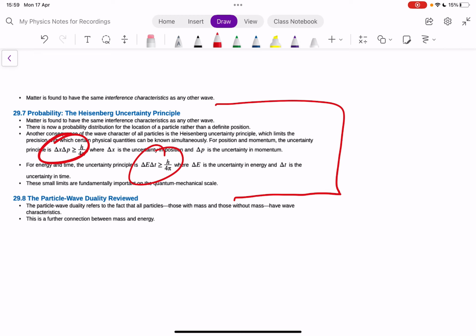So the first one is talking about x, which is position, and p, which is momentum. And the idea is that we can't really know with any certainty the position and momentum of a particle. But the uncertainty in the position and the uncertainty in the momentum is always greater than this value of h over 4 pi. h, by the way, is a constant. h is Planck's constant, and it crops up all the time in quantum physics.